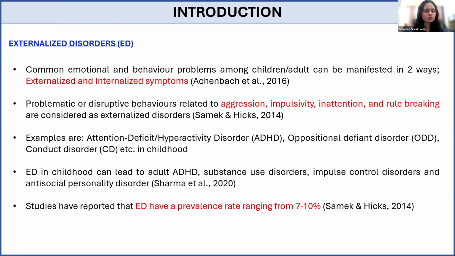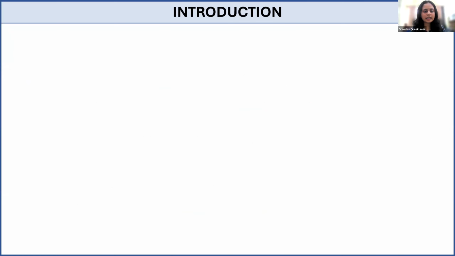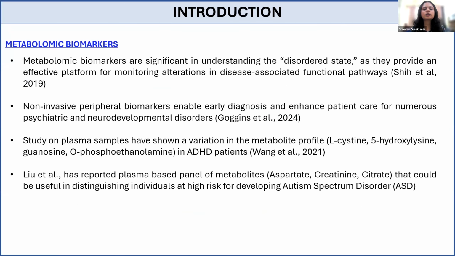So how are we going to address this? With the help of biomarkers. There are different types of biomarkers, from genomic studies, transcriptomic studies, and so on. Here we will be concentrating mostly on metabolomic biomarkers. Why metabolomic biomarkers? Because they are more closely related to the disordered state, and are mostly affected by other factors like diet, the mode of birth, the gut-brain axis, the gut microbiota, and so on.